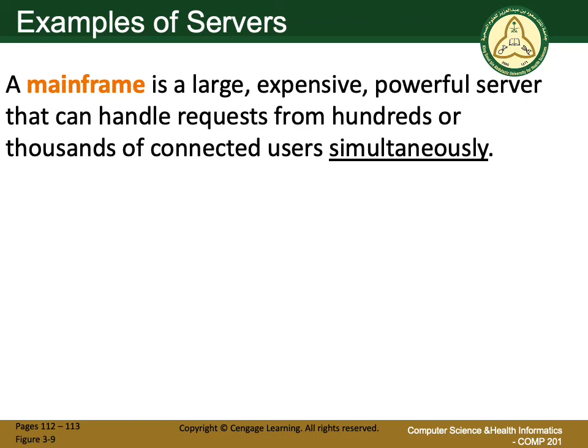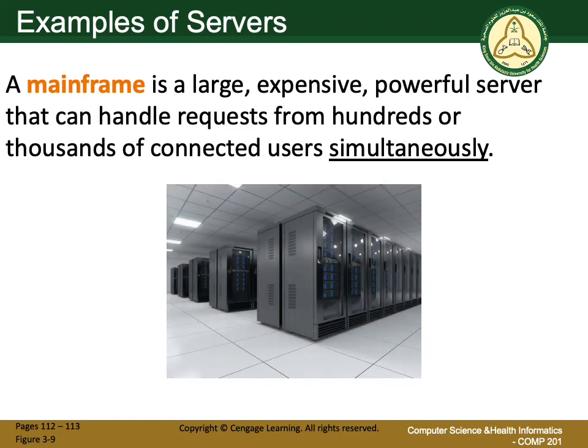Example of servers. A mainframe is a large, expensive, powerful server that can handle requests from hundreds or thousands of connected users simultaneously. What does the word simultaneously mean? At the same time. This means maybe this mainframe is accessed by 1,000 or 2,000 users at the same time, to get a specific service. They want either to process some data, or store some data, or do something on the server.